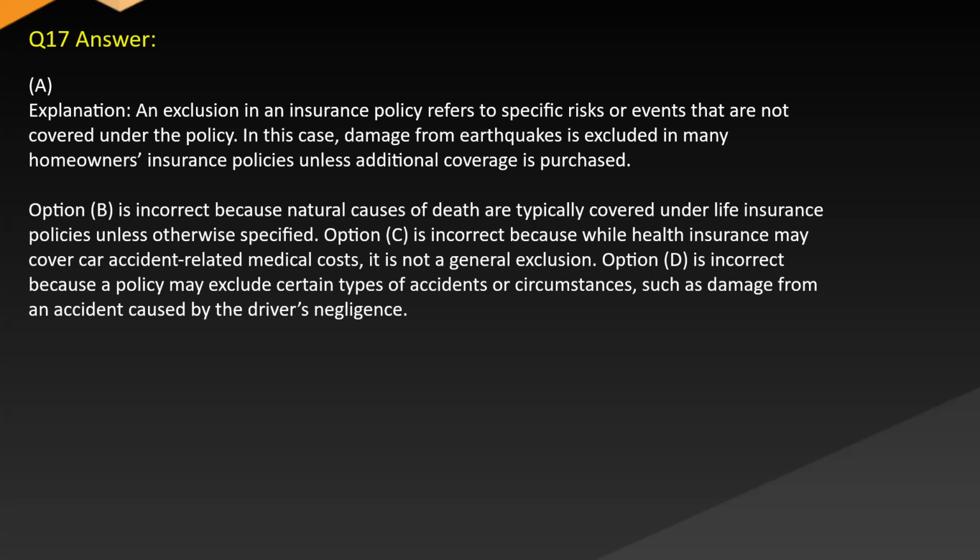Answer A. Explanation. An exclusion in an insurance policy refers to specific risks or events that are not covered under the policy. In this case, damage from earthquakes is excluded in many homeowners' insurance policies unless additional coverage is purchased. Option B is incorrect because natural causes of death are typically covered under life insurance policies unless otherwise specified. Option C is incorrect because while health insurance may cover car accident-related medical costs, it is not a general exclusion. Option D is incorrect because a policy may exclude certain types of accidents or circumstances, such as damage from an accident caused by the driver's negligence.